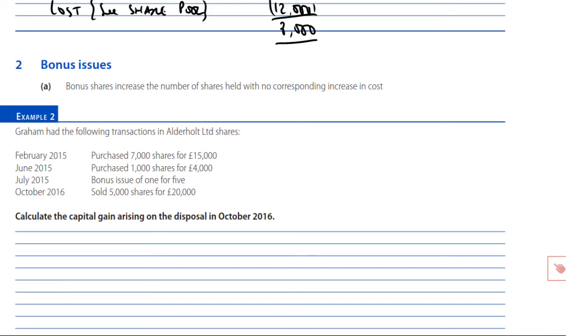So bonus shares increase the number of shares held with no corresponding increase in cost. So it's ever so easy, therefore, to deal with, because all we've got to do is set up our share pool and add in, like we would with any other acquisition, the number of shares that we have acquired, but of course without the need to put in any cost, because there isn't any.